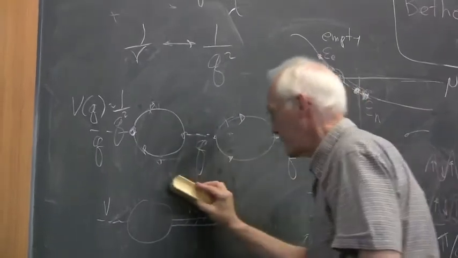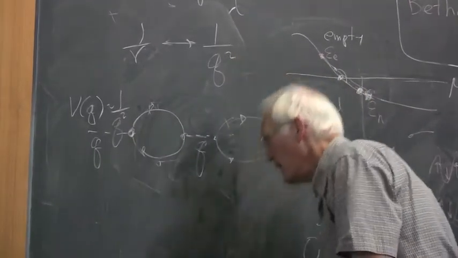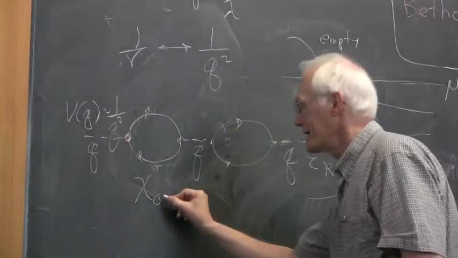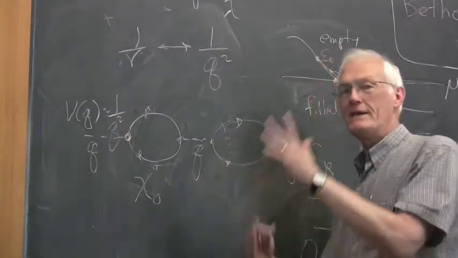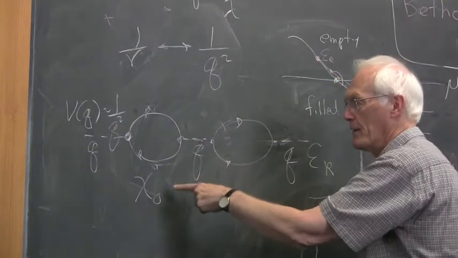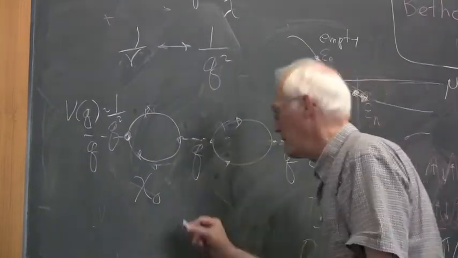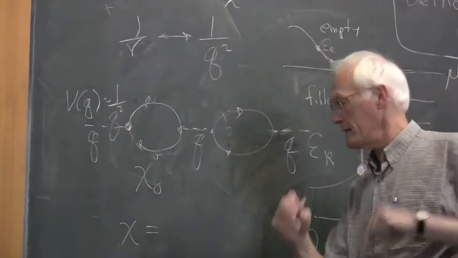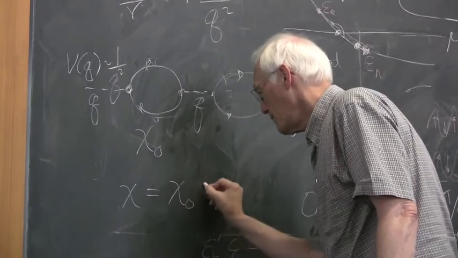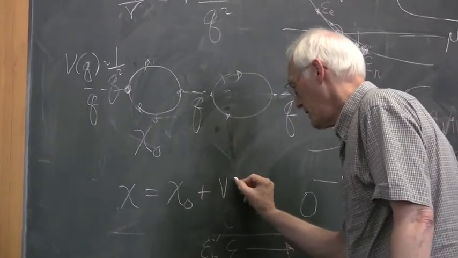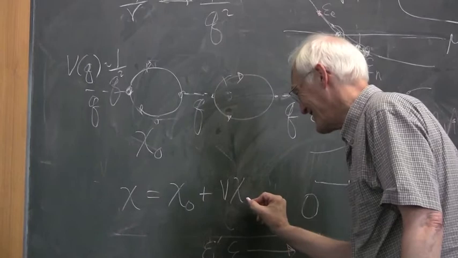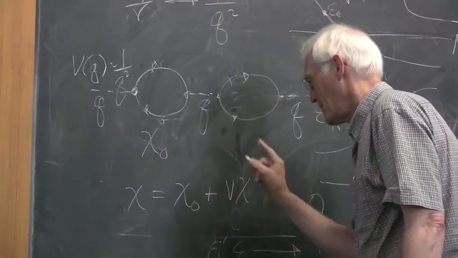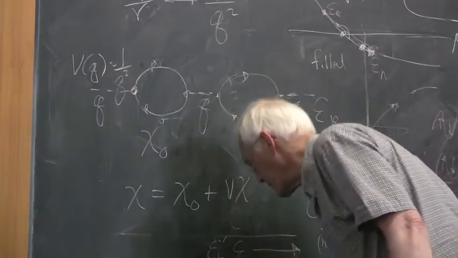So I think I can represent this better. If you don't have any interactions, this is what you would call the zero order susceptibility. And the real susceptibility is something that we wrote down earlier. I0 plus Z. I hope I'm going to write this right. See if it works out.